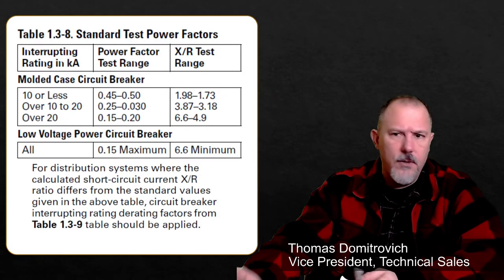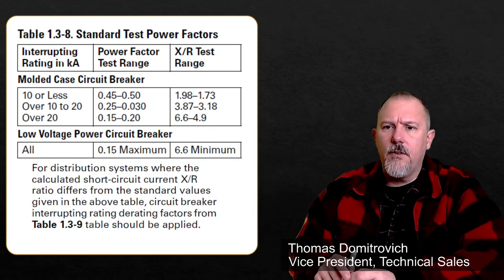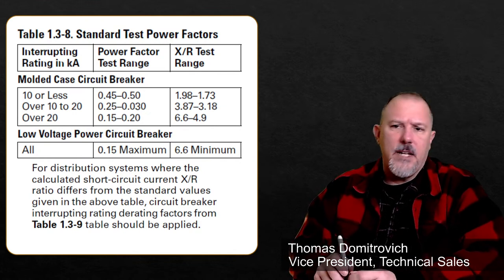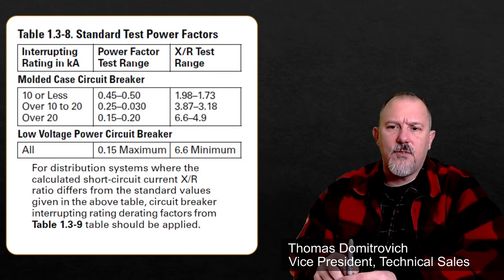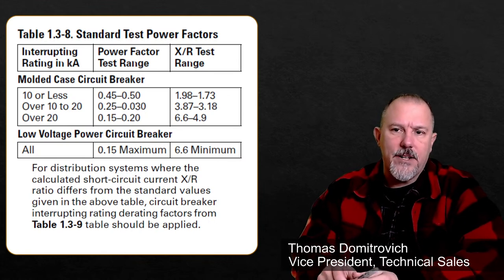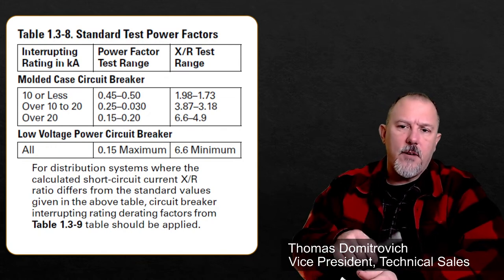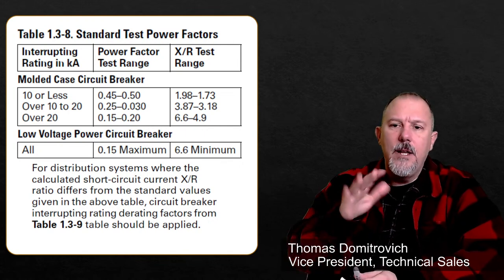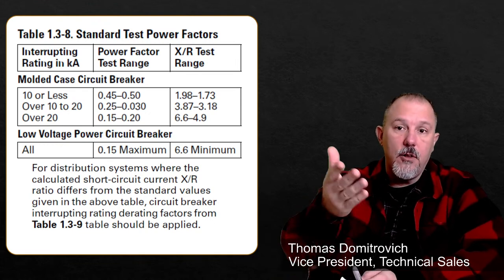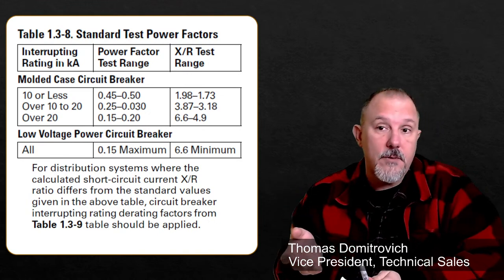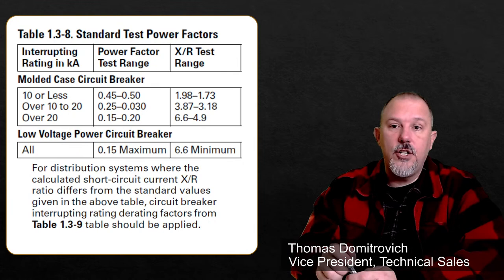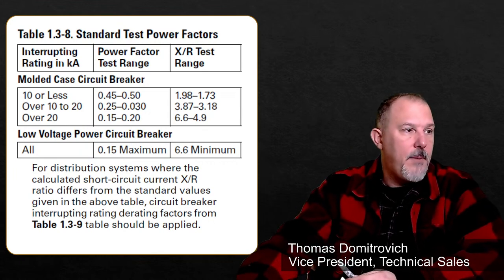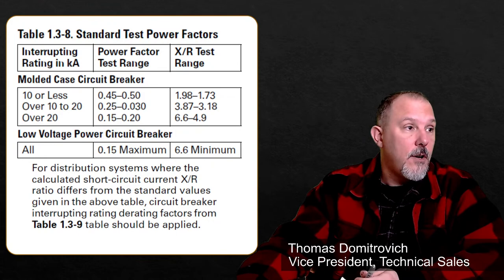So here we go, this is an example. For a molded case circuit breaker with a 10,000 amp interrupting rating and less, your power factor test range is from 0.45 to 0.5. So there's your X to R test range. For interrupting ratings from 10 to 20, you're at up to 3.8. And over 20,000, it's 6.6. We publish all of these. For low voltage power circuit breakers, it's 6.6, so you have to make sure your X to R ratio doesn't go above that. For a molded case circuit breaker, it depends upon the interrupting ratings. These are all based upon the UL standards on how we test overcurrent protective devices.